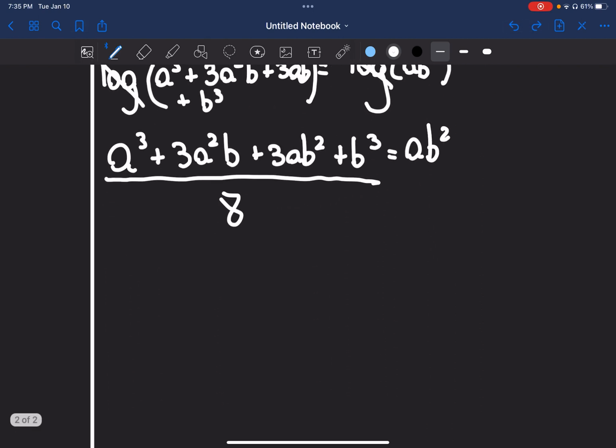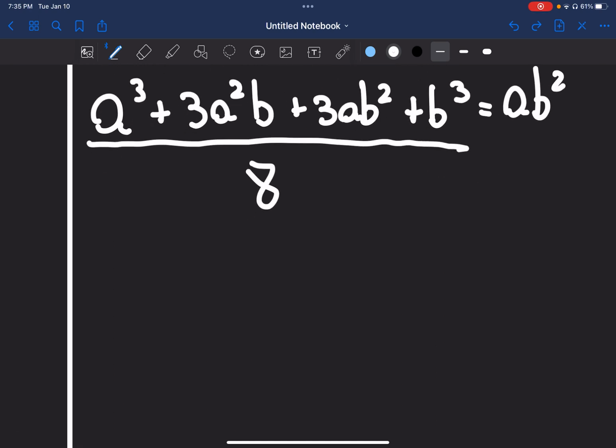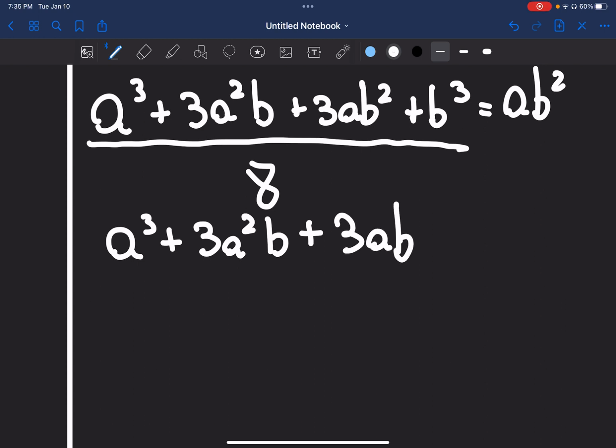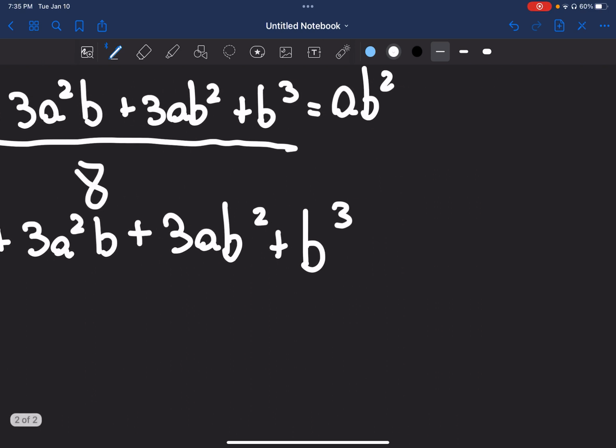Okay, so now, how do we get rid of this fraction form with over 8? Well, we multiply by 8. We multiply both sides by 8. This will give us a cubed plus 3a squared b plus 3ab squared plus b cubed, and that will be equal to 8ab squared.